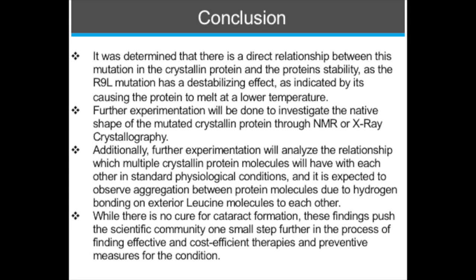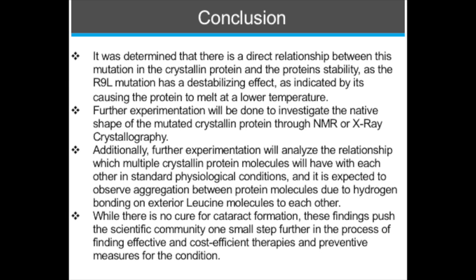All in all, this experiment had determined that the R9L mutation being investigated in human gamma-D crystalline protein does indeed have a destabilizing effect on the protein stability, as indicated by causing the protein to melt under lower temperatures and physiological conditions. There are many directions for further research based off this experimentation, specifically an analysis of the mutated protein structure with the hope to learn more about its parallel to cataract formation. The protein structure could be better deduced through NMR or X-ray crystallography in future experimentation. Another interesting path that future experimentation could take is to analyze the aggregation of the mutated R9L protein molecules to observe how they interact with each other.